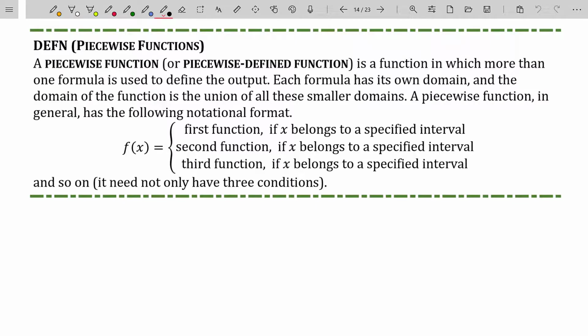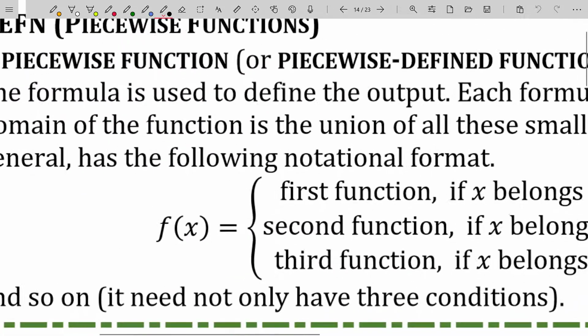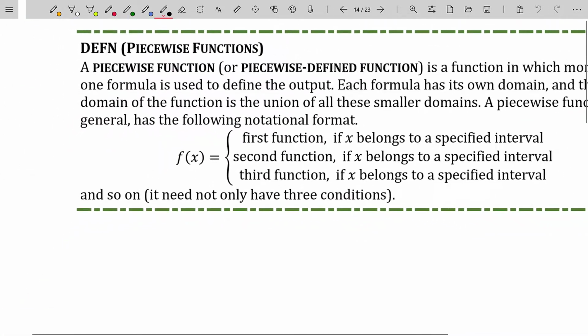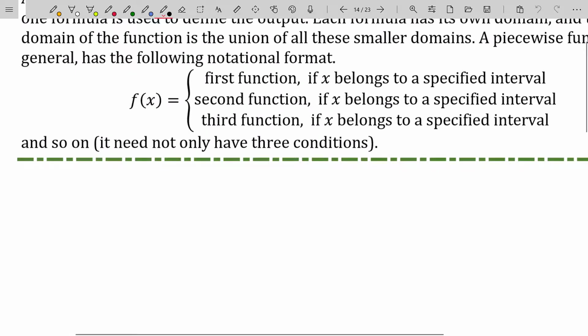A piecewise defined function, which I write as a piecewise function, but I will almost always call them piecewise defined functions, is a function in which more than one formula is used to define the output. Each formula has its own domain, and the domain of the function is the union of these smaller domains. A piecewise function in general has the following notational format.